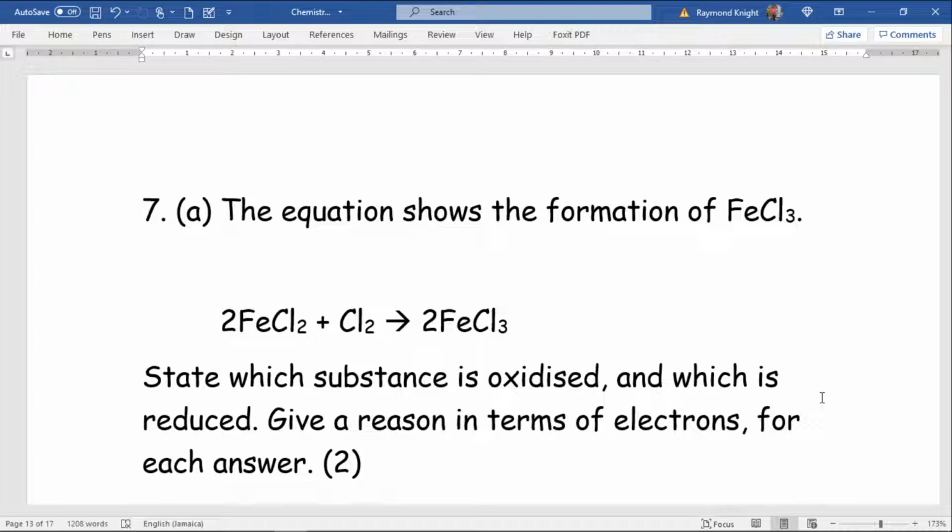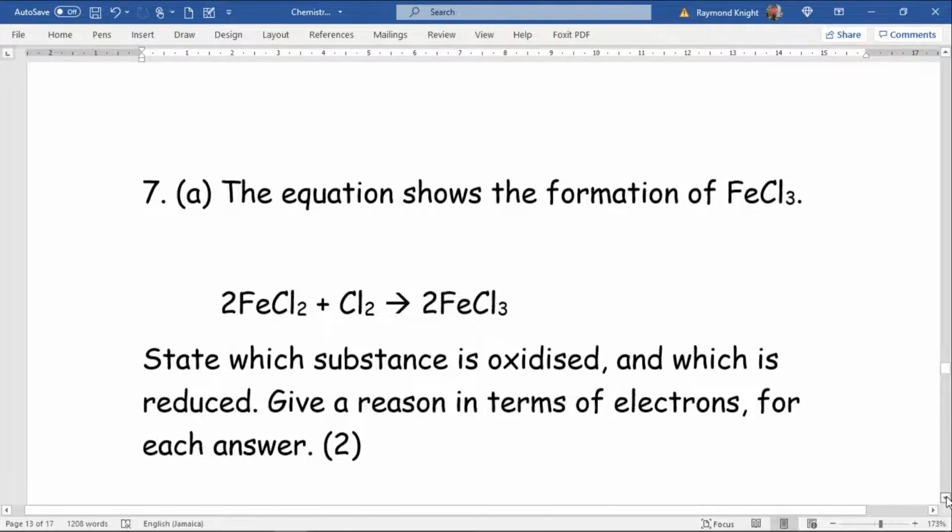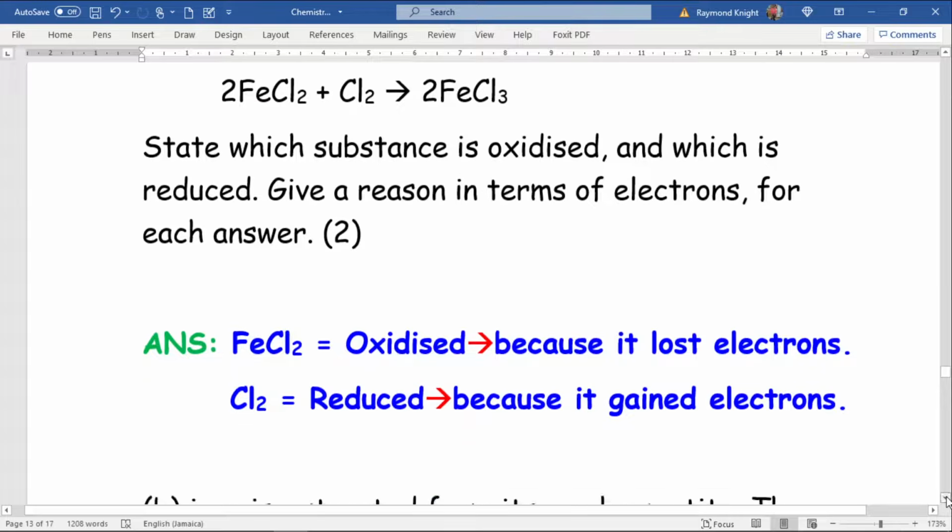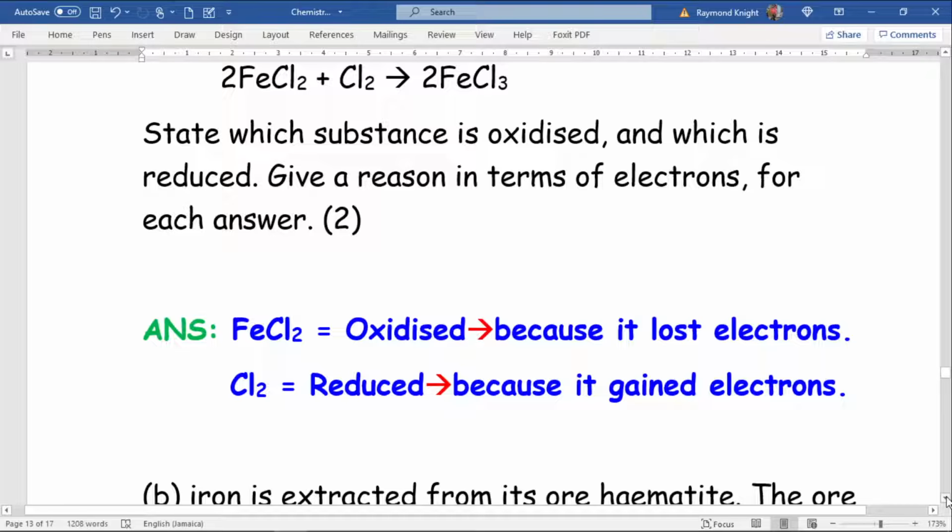Let me point this out real quick. The substance that's being oxidized reduces another substance. Oxidation in terms of electrons is when you lose electrons, and reduction is when you gain electrons, just to make a note of that. And so here, the answer is the iron chloride.